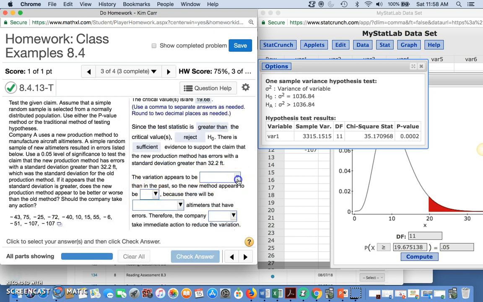The variation appears to be what? Greater than the past. So the new method appears to be worse because there will be more altimeters that have errors. Therefore, the company should take immediate action to reduce the variation. It's greater, so therefore it'll be worse. They'll have more with problems, and the company should take action.